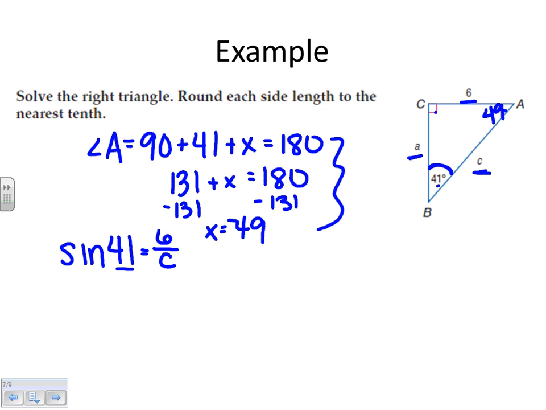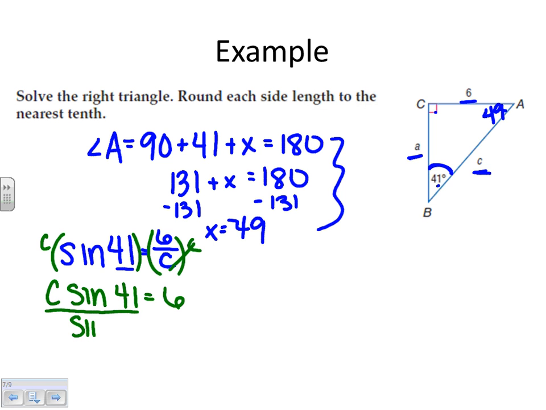How would I normally solve this if we didn't have that trig ratio in here? How would I solve for C? Well, we would multiply by C on both sides so we can get it out of the denominator. This would be C sine 41 equals 6, and then I would divide by sine 41. This is all just trying to get C by itself, and 6 divided by sine 41 is not impossible, but it's pretty hard to do in your mind, so you can just do this in your calculator.